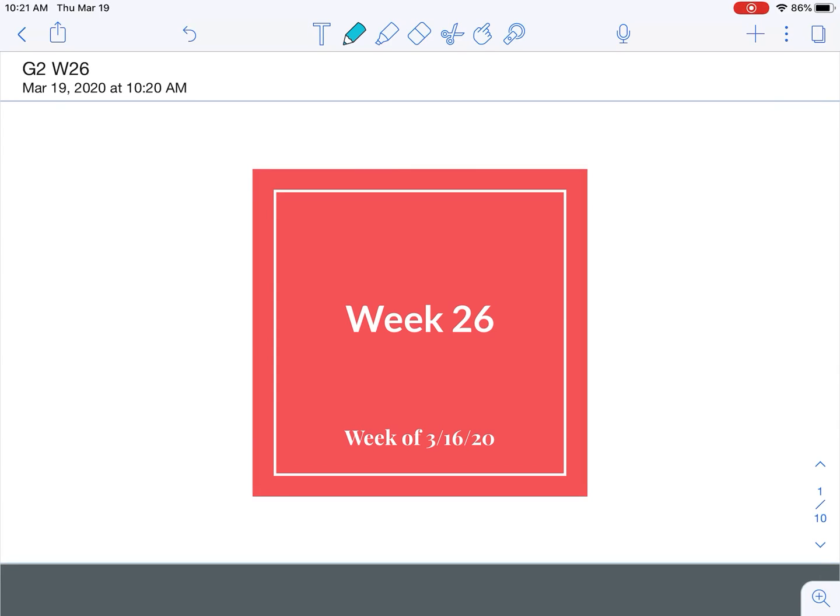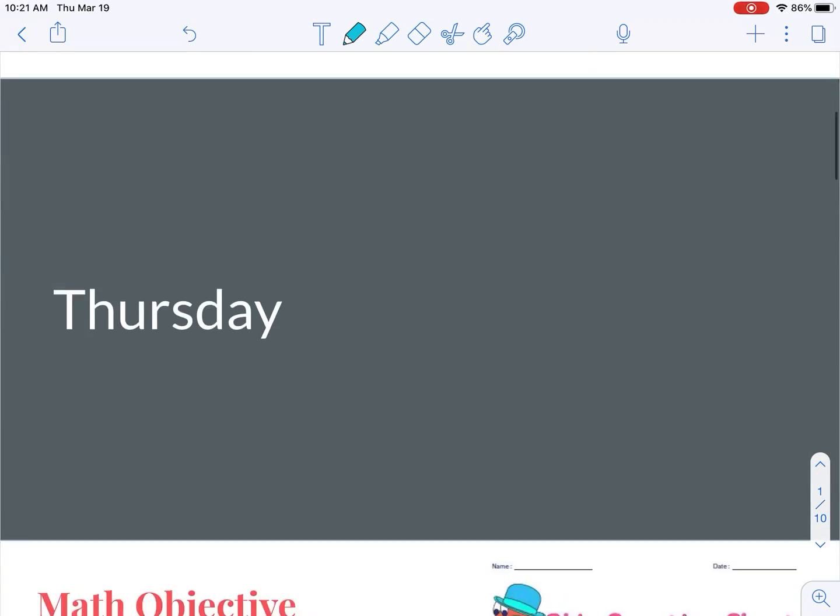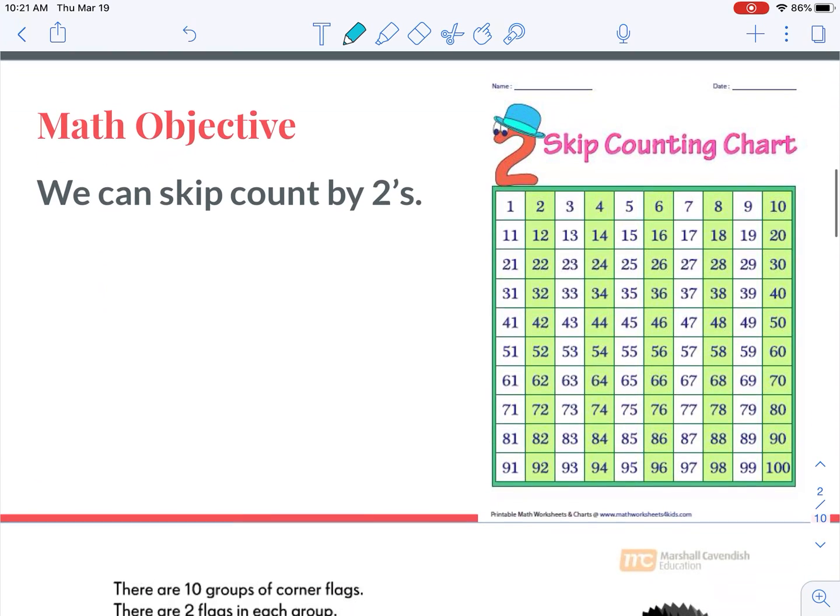So I'm going to go ahead and teach you a math lesson that you're going to need to complete the pages this week. All right, so our math objective today is we can skip count by 2's. If you look over here at the skip counting chart, all of these green numbers are the numbers that you say when you're skip counting by 2. So essentially you skip the white numbers and you're counting in groups of 2. So let's count together. Count with me.